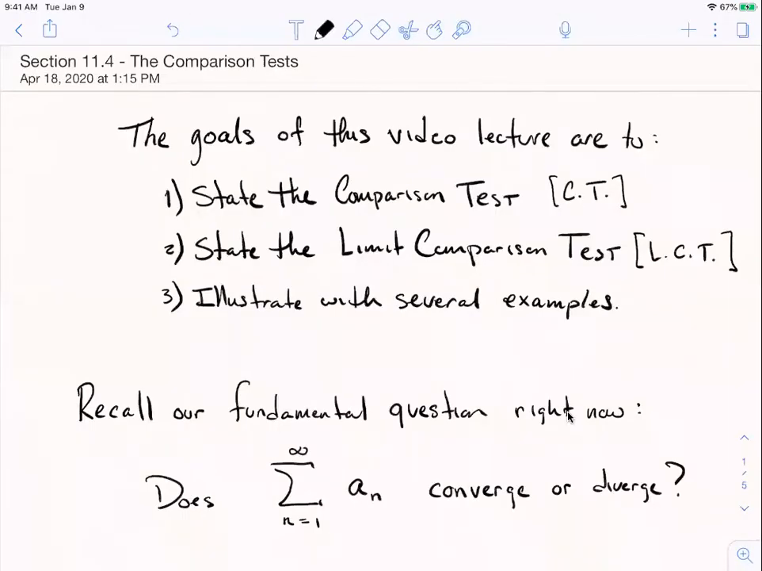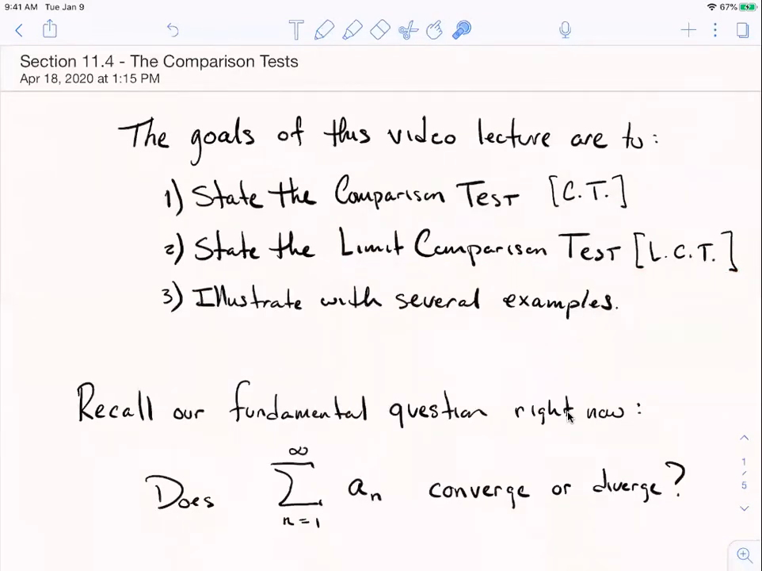We're going to continue our work in Chapter 11 on testing series for convergence. Section 11.4 contains two new tests, and they are called the comparison test, we'll just say CT for short, and the limit comparison test, the LCT for short.